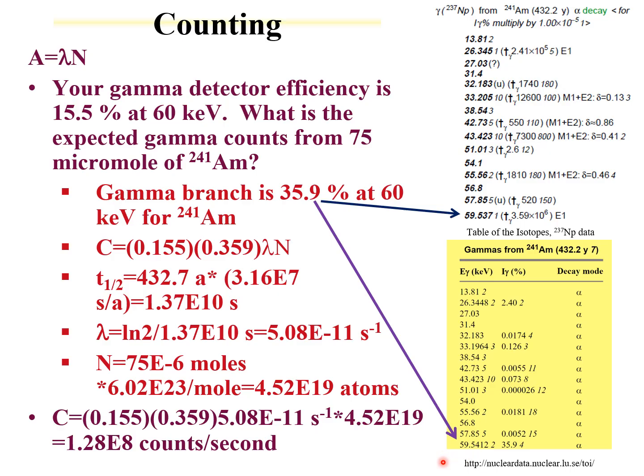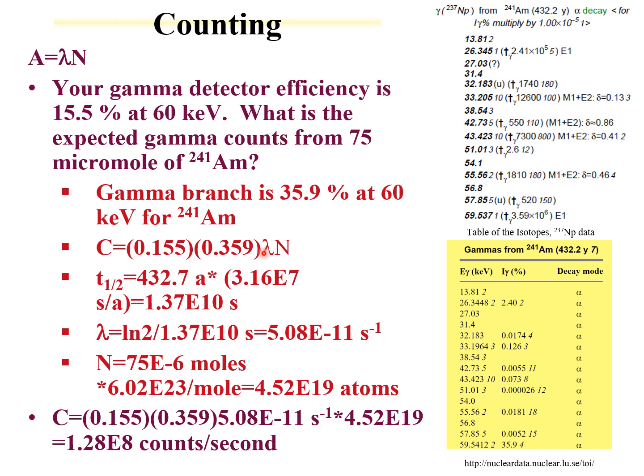Unlike the Table of the Isotopes data, the gamma branching values from the Lund University website are already normalized, so the value here is 35.9, which is the same value from the Table of the Isotopes. So I need to take my detector efficiency, which in this example is measured to be 15.5%, and multiply it by the gamma branching. So in other words, for every time americium decays, 35.9% of the time this photon appears. When that photon appears, I only see it in the detector 15.5% of the time.